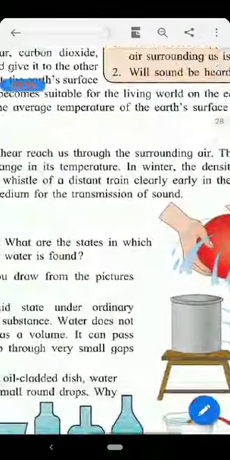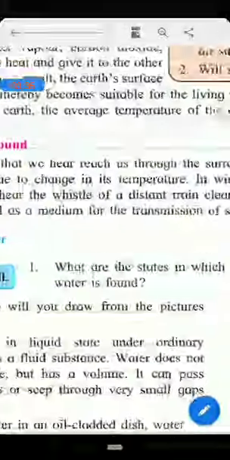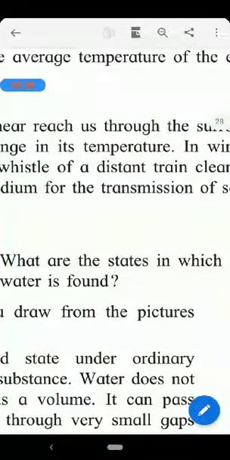Now here one question is given for us related to that. What are the states in which water is found? So all of you can answer this. In which state is water found?